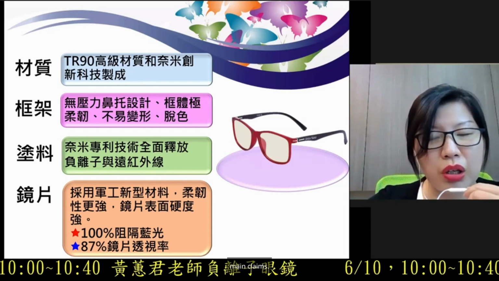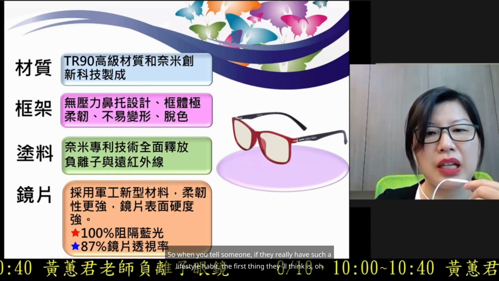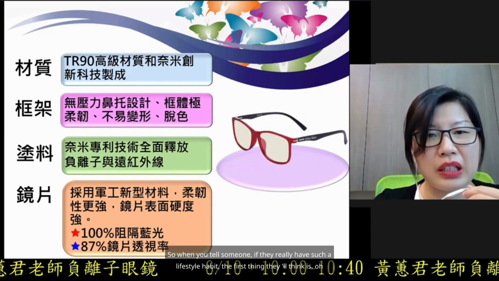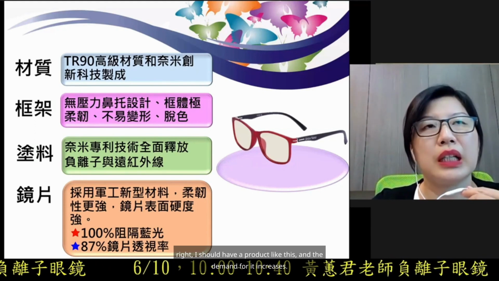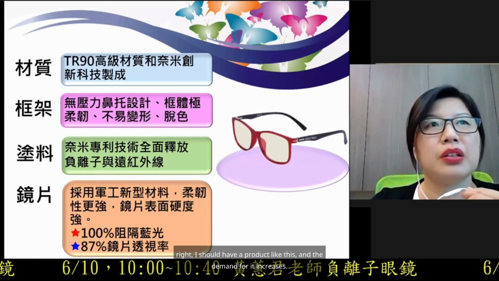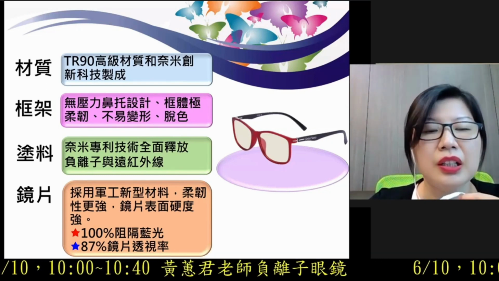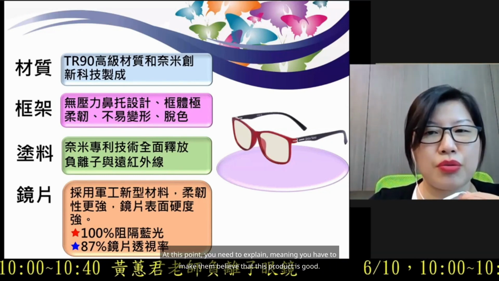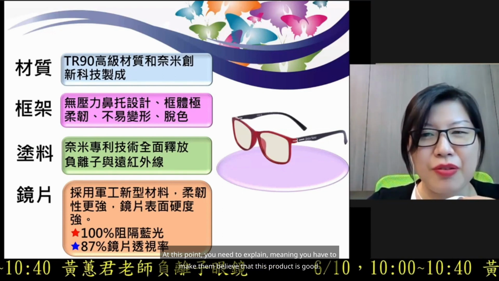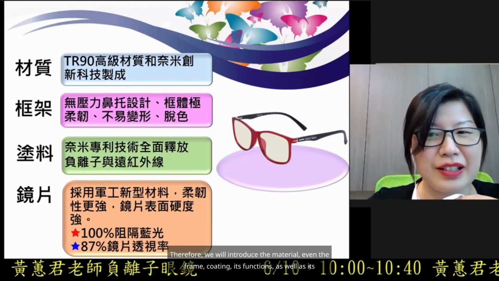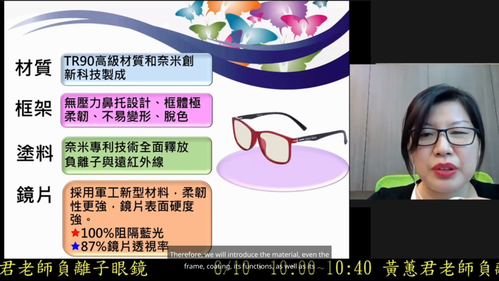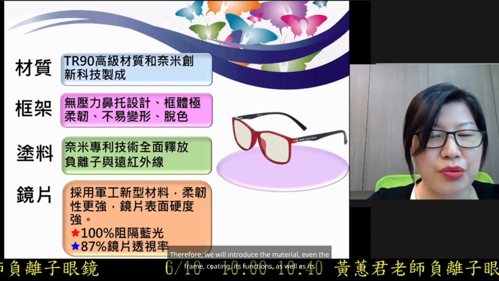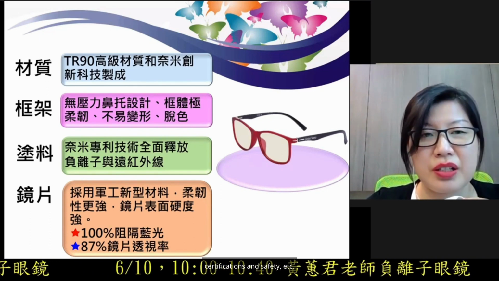I think these are our two main claims. So when you tell someone if they really have such a lifestyle habit, the first thing they'll think is, oh, right, I should have a product like this. And the demand for it increases. At this point, you need to explain, meaning you have to make them believe that this product is good. Therefore, we will introduce the material, even the frame, coating, its functions, as well as its certifications and safety, etc.